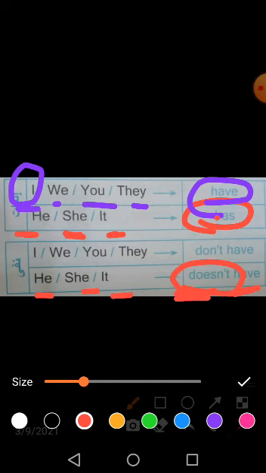Okay, again one more time. I, we, you, they take have. He, she, it take has. He, she, it doesn't have. I, we, you, they don't have in the negative, okay? I have affirmative and negative.